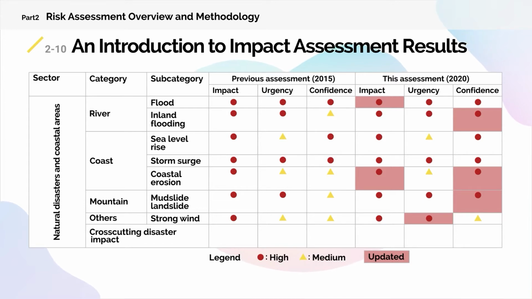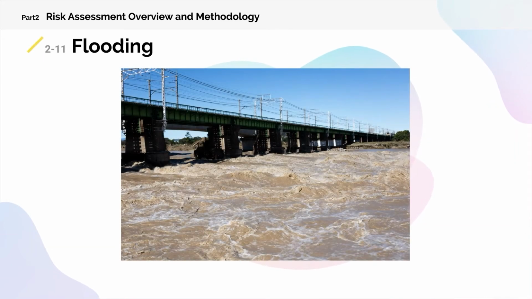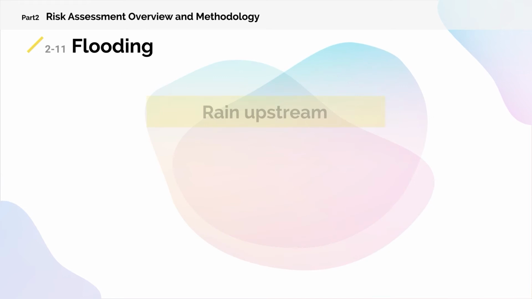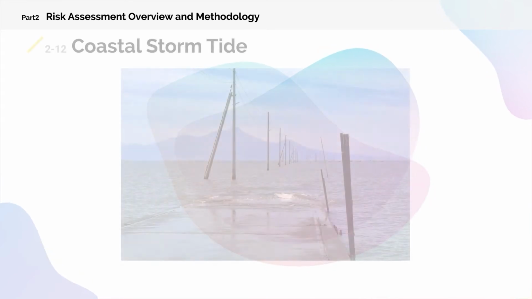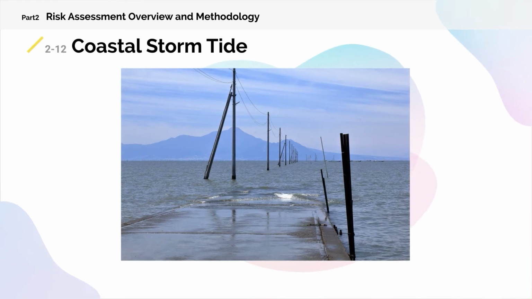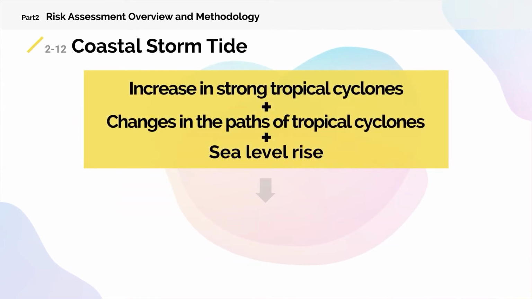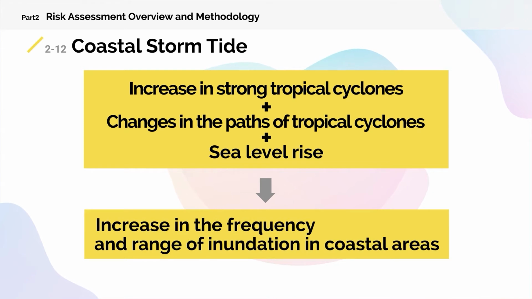The next 3 slides show simple causal chains of 3 kinds of disasters taken from the report. They are all graded as high in significance, urgency, and confidence. The cause of flooding is rain in the upper reaches. The rising sea level also increases the risk of flooding in downstream areas. In the case of Japan, changes in the tropical cyclones are expected to increase damage, as the tropical cyclones are the main cause of high tides. The rising sea level also increases the risk of flooding in coastal areas due to high tides.